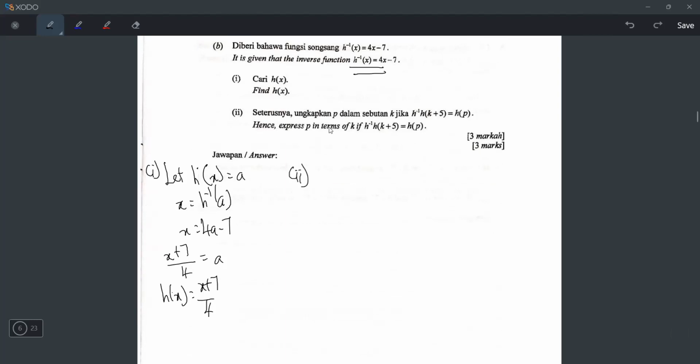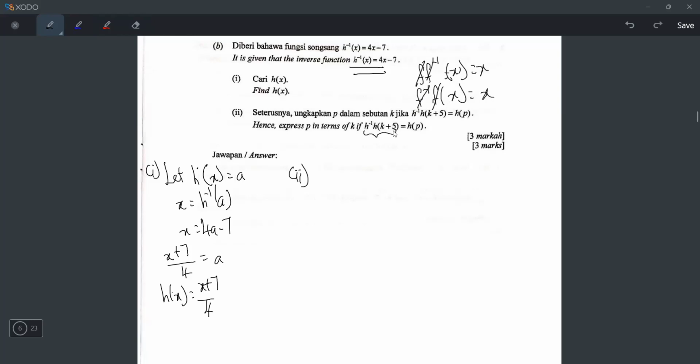Okay, question 2. Express P in terms of K if h inverse hk plus 5 equals hp. You need to know something. In functions, if F and F inverse are together, you can cancel them. So for example, if it's F inverse x, you can cancel, and you are just left with whatever is inside the bracket, which is x in this case. But what if it's F inverse Fx? You can also cancel them, it doesn't matter. Just remember, if it's one F, one normal and one inverse, you can cancel them together like this.